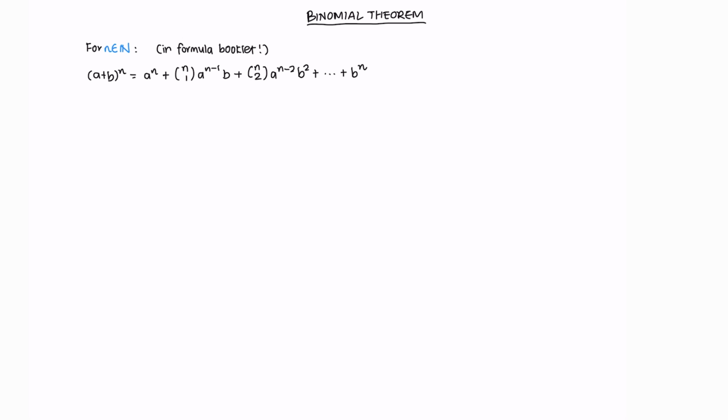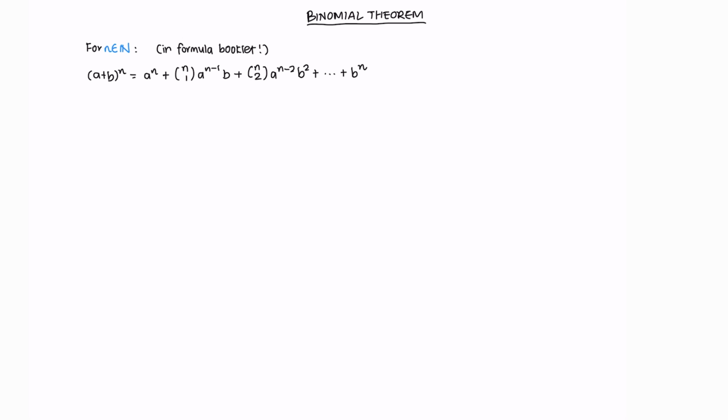For now, we're just going to go through it for when n is a natural number, so like 1, 2, 3, 4. This formula is in the formula booklet, but even though it is, I advise you guys to try to memorize it, okay? So that you can expand binomials a lot faster. So what does it say? It says that (a + b)^n equals a^n plus n choose 1, a^(n-1) b.